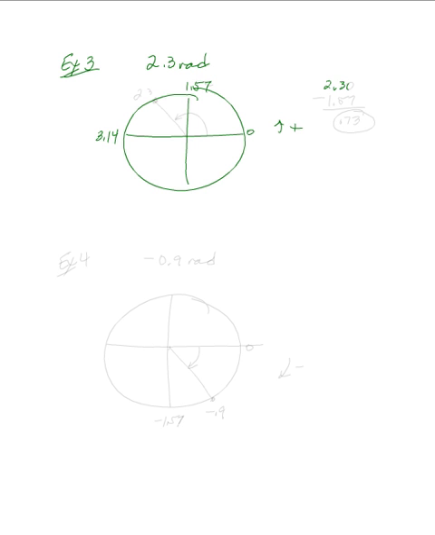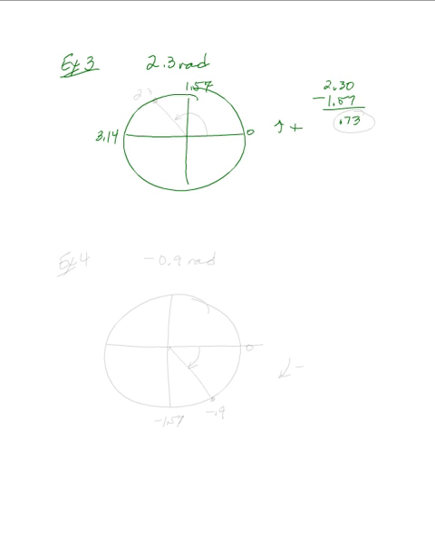Let's take 2.3 and subtract 1.57 from it. And we get about 0.73 radians. So we're about 0.73 radians past 1.57. And one thing to notice here is that the rotation from 0 to 1.57 is 1.57, and then going from 1.57 to 3.14 is an additional 1.57 radians. So each quadrant, you're basically rotating through 1.57 radians.